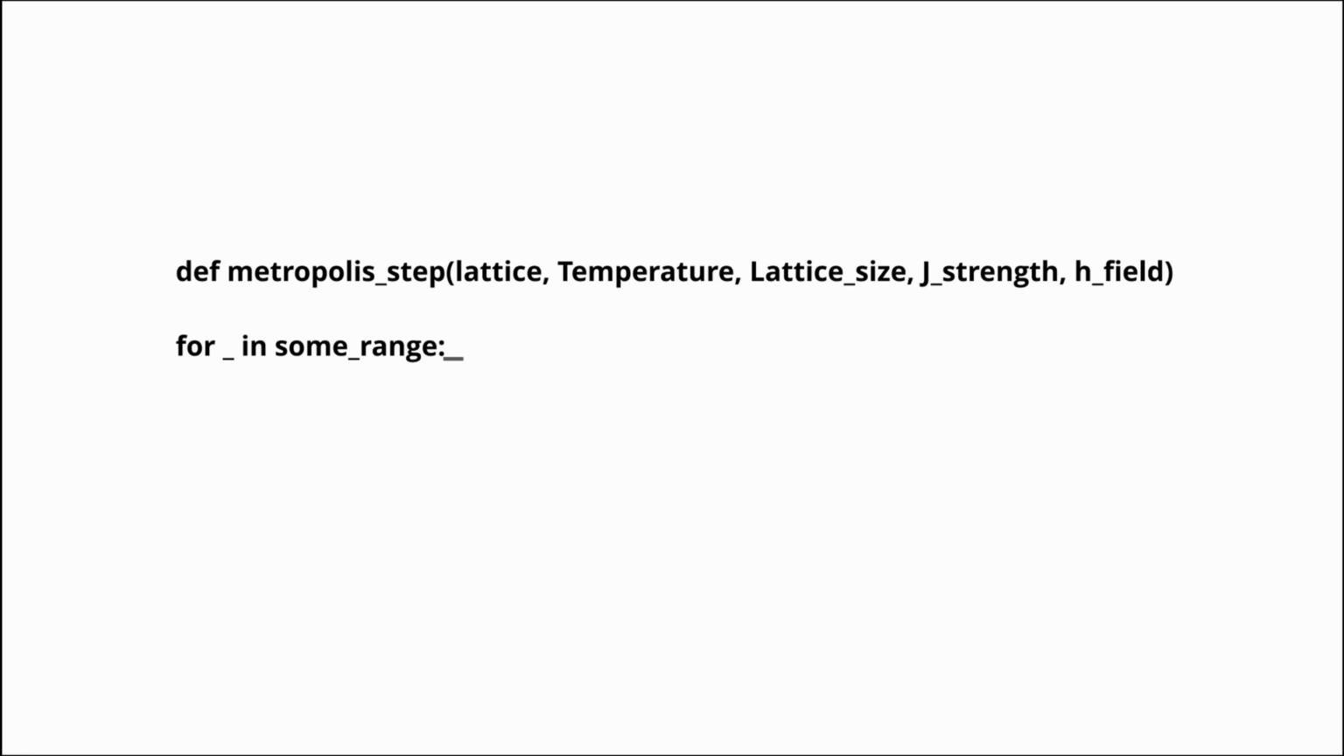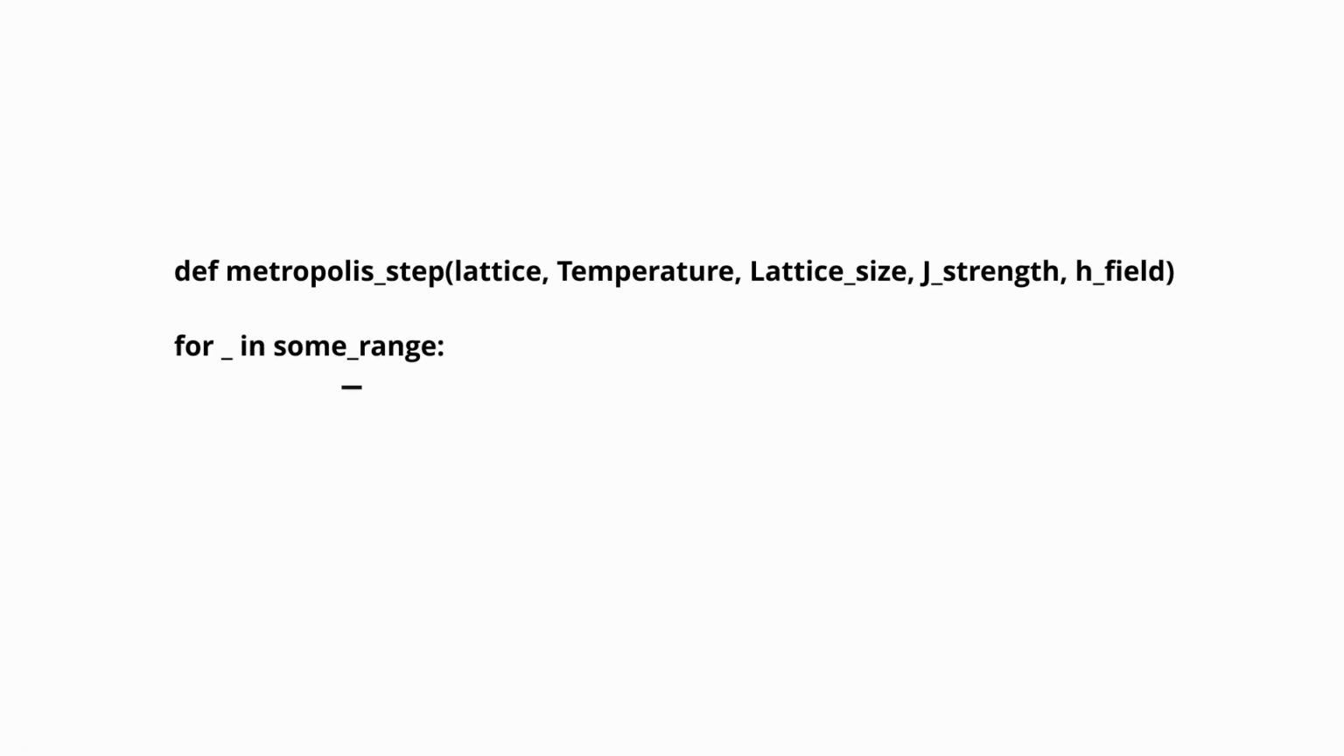Now, let's tackle the if statement. An if statement is used to make decisions in the code. If the condition for the flip is true, the spin at position ij is flipped. Otherwise, the program moves on without making changes. This enables the Metropolis algorithm to determine whether to accept or reject spin flips based on energy calculations.